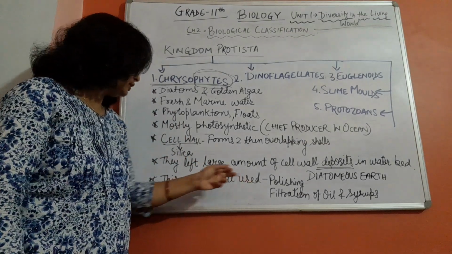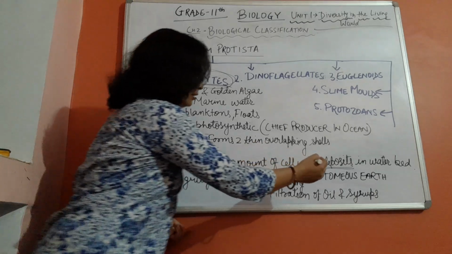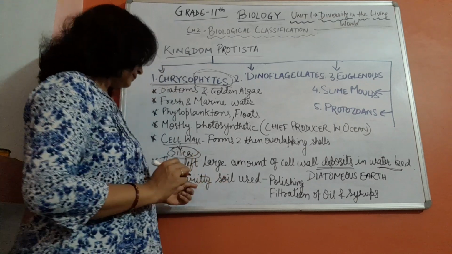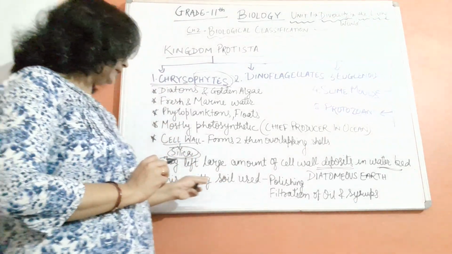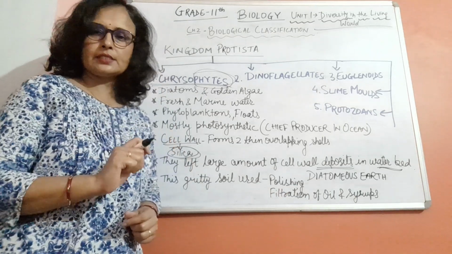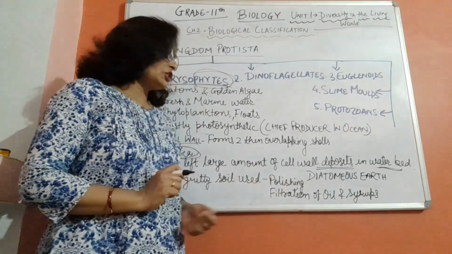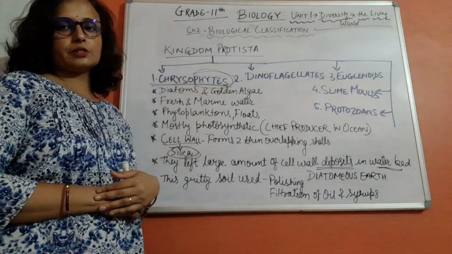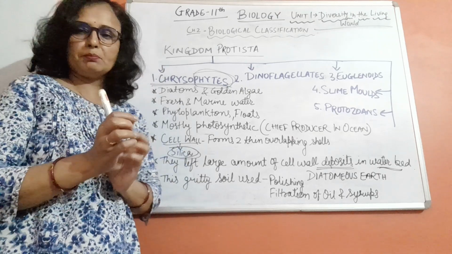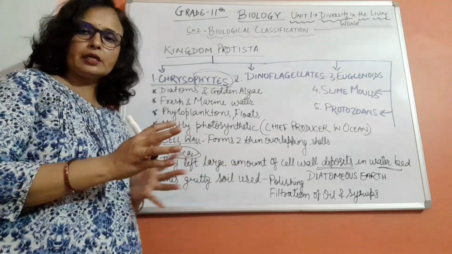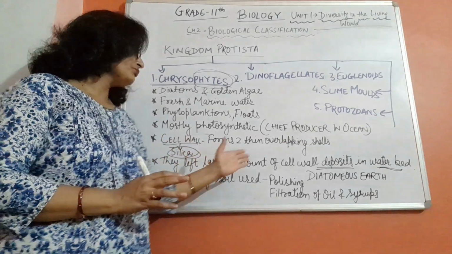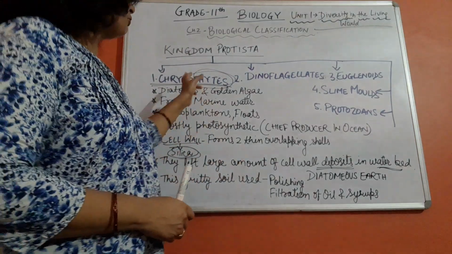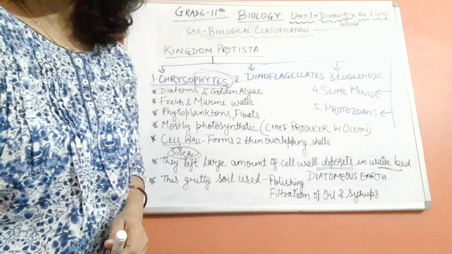Then this gritty soil, gritty meaning the soil which has silica-like material, is gritty, granular. This gritty soil is used for polishing, to polish something, and for filtration of oil and syrup. So see how useful these diatoms are. Even after their remains are found in the soil, those remains are also useful for polishing, for filtration, for syrups and all. Okay, now we will discuss dinoflagellates.